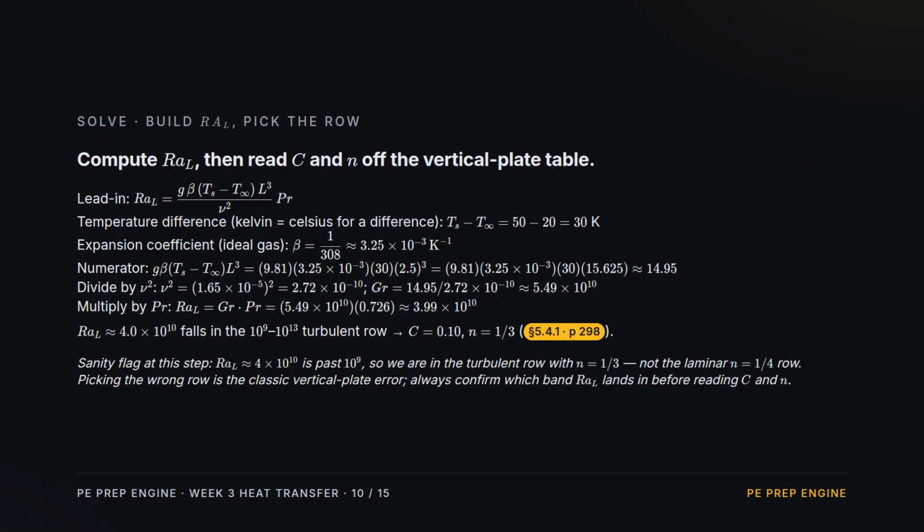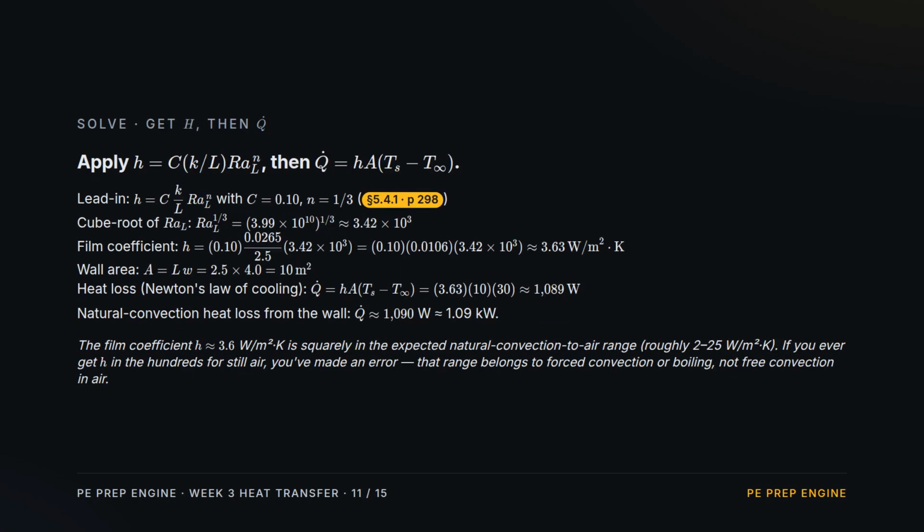Build the Rayleigh number. G beta delta T L cubed over nu squared times Prandtl. The temperature difference is 30 Kelvin. Working through, the Rayleigh number lands at about 4 times 10 to the 10th. That falls in the turbulent row, so C is 0.10 and n is 1/3. Now, get h, then Q dot. h equals C times k over L times Rayleigh to the n, giving about 3.6.